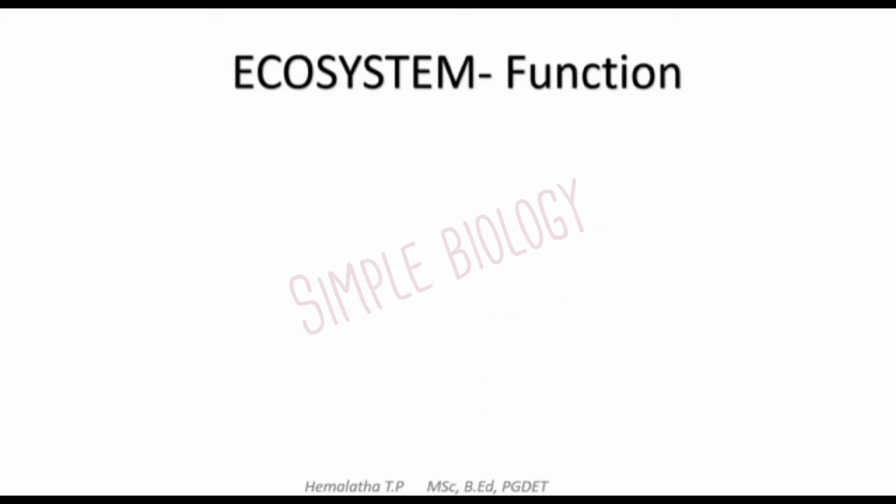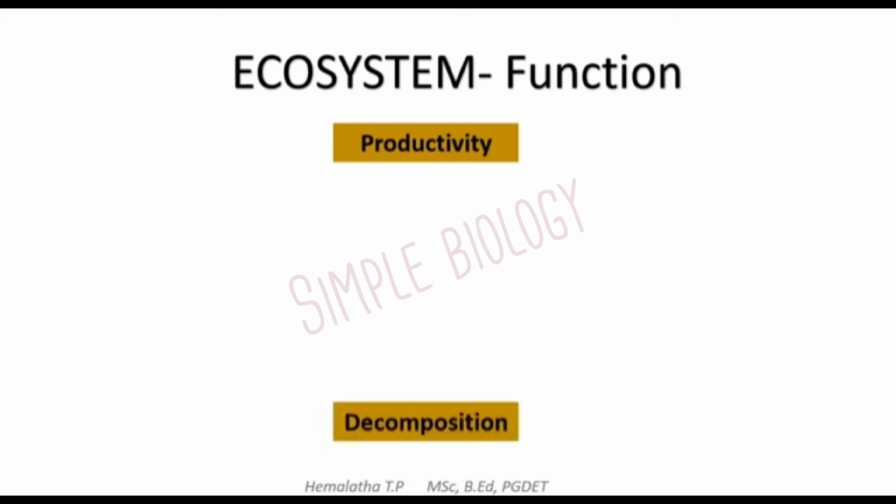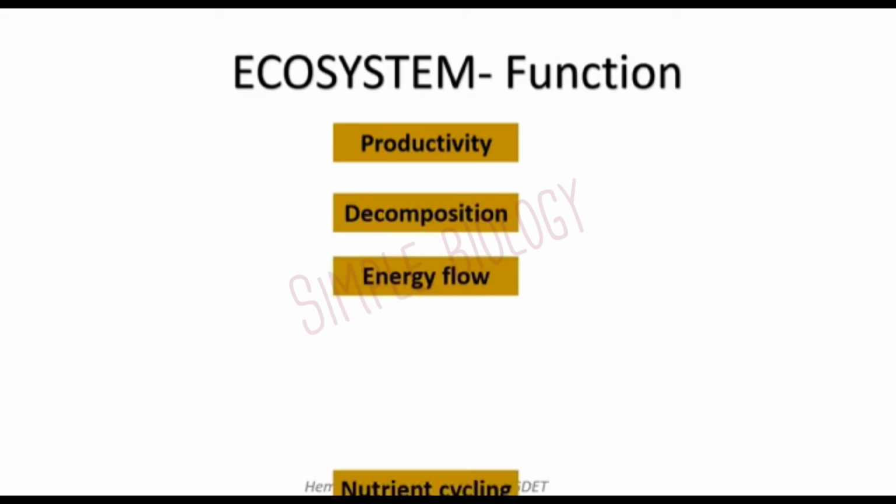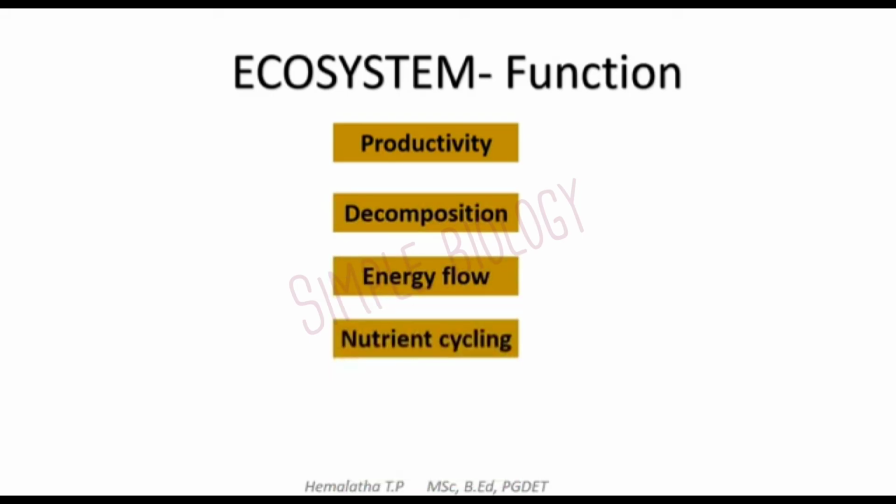Next, let us understand what is the function of this ecosystem. If we have any kind of system, that system has to function somehow, right? So even in nature, whatever system is there, that ecosystem is also doing some function. What is that function? We can understand this function by classifying them into four categories. First one is productivity, second one is decomposition, third one is energy flow, and the fourth one is nutrient cycling.